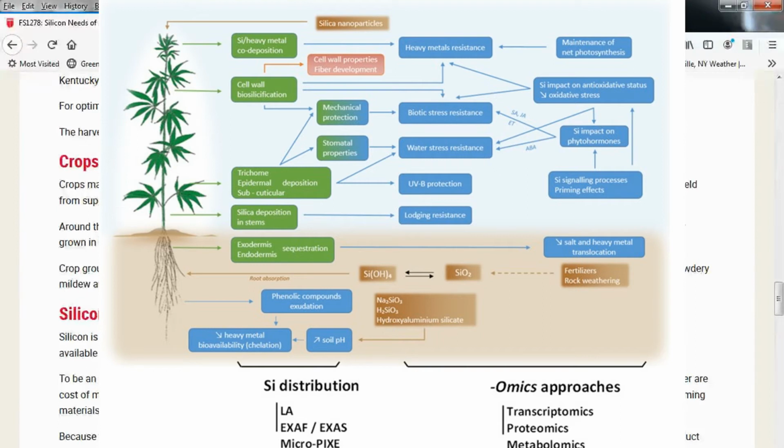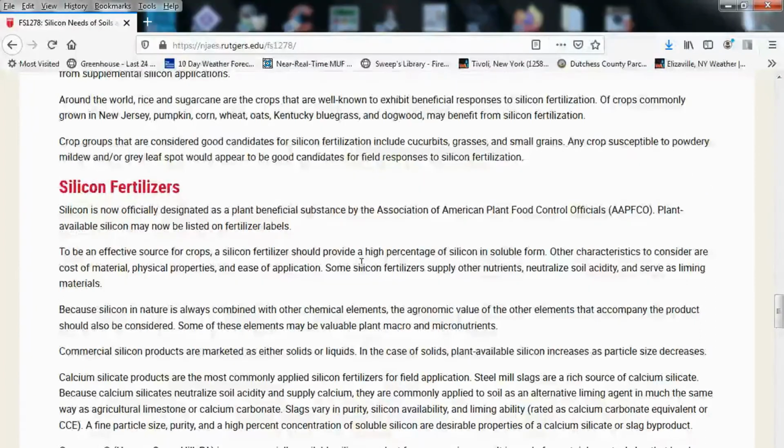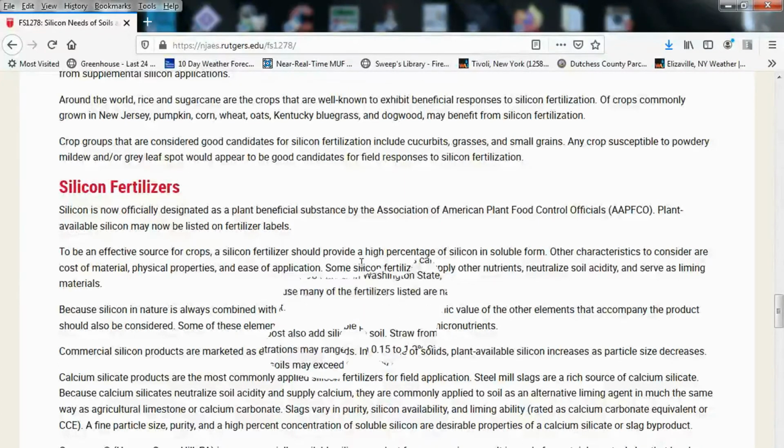Any crop susceptible to powdery mildew and/or gray leaf spot would appear to be good candidates for field responses to silicon fertilization. It pretty much applies across the board, and obviously, like they say here, some plants need more than others, but having it available is part of that biochemical sequence, and it is more important than is currently recognized, or at least has been recognized in the past.